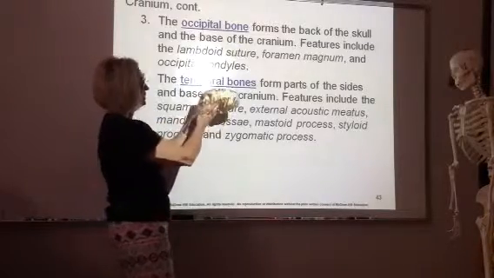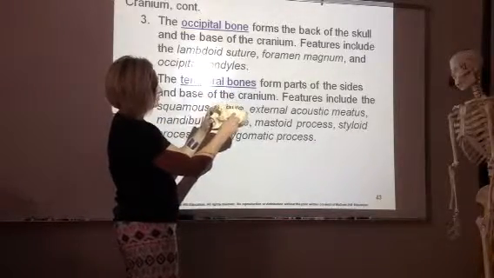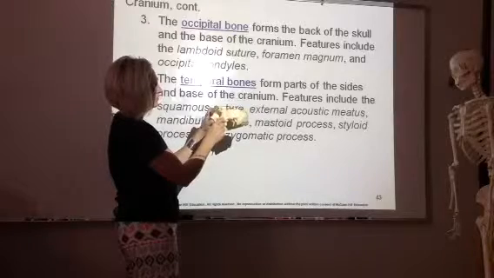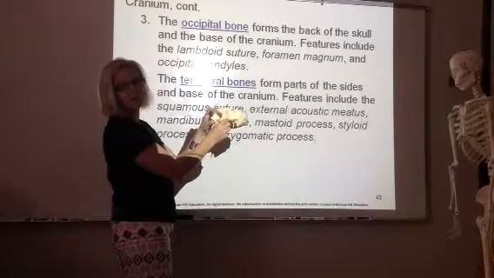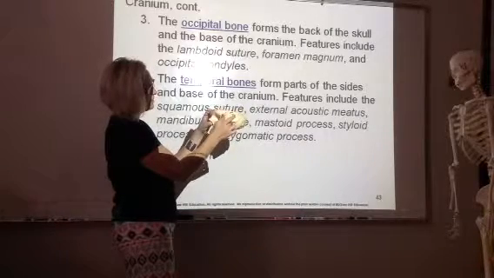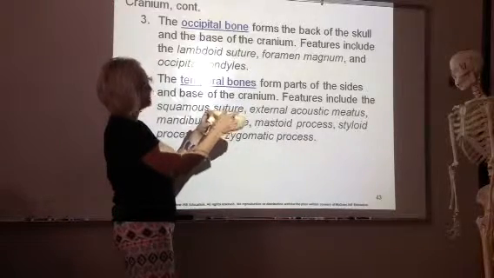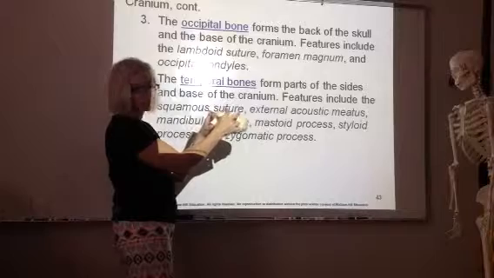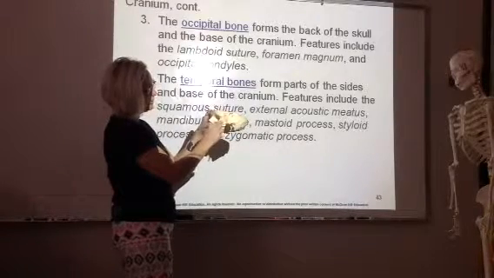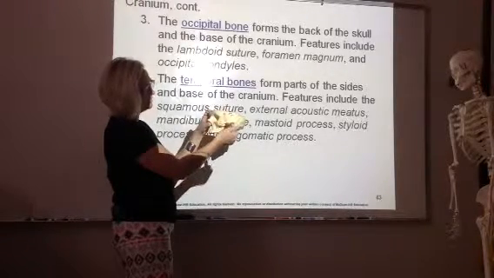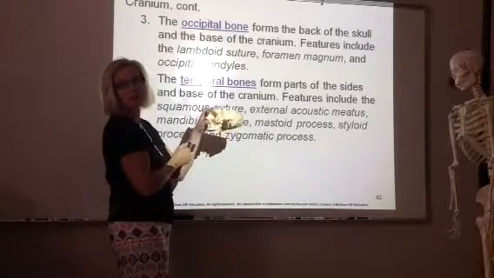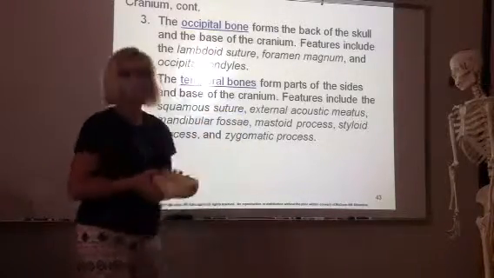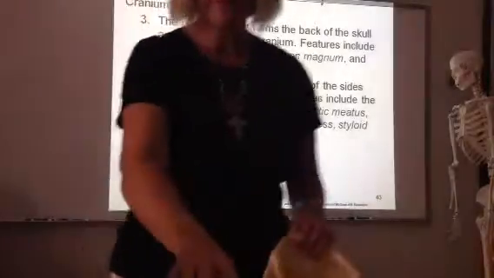So I will explain that now. Here's my temporal bone, here's my zygomatic bone. So where the temporal bone attaches to the zygomatic bone is the zygomatic process on the temporal bone. When we talk about the zygomatic bone, there will be a temporal process that's going to attach to the temporal bone. So they kind of flip-flop.